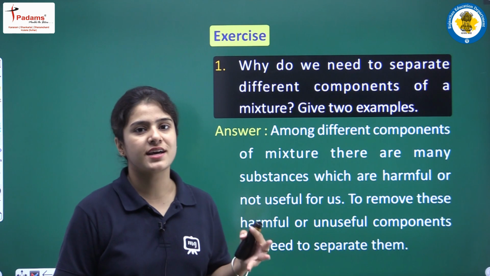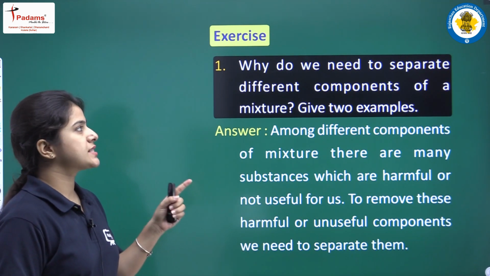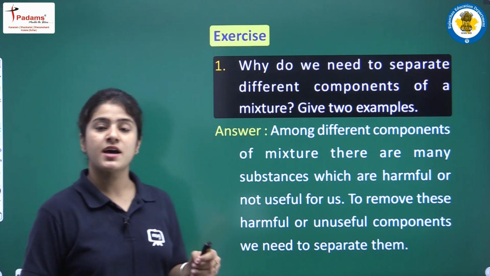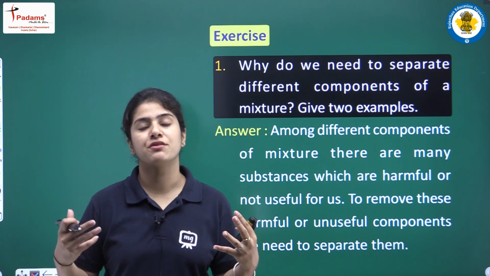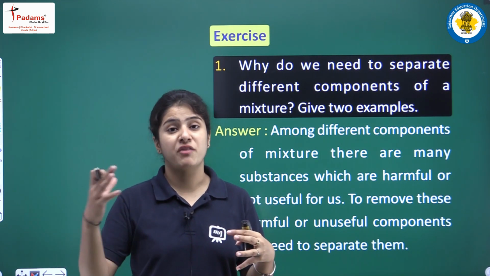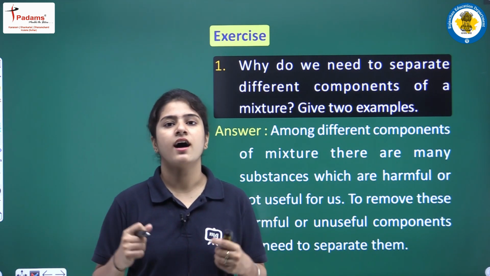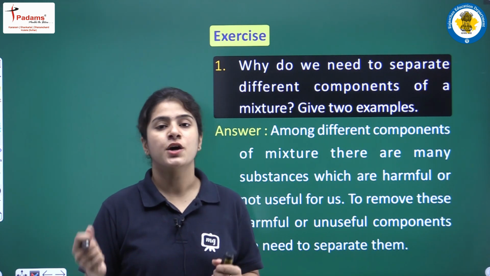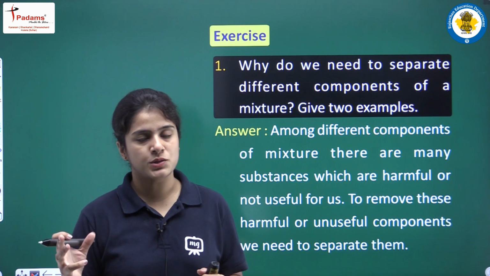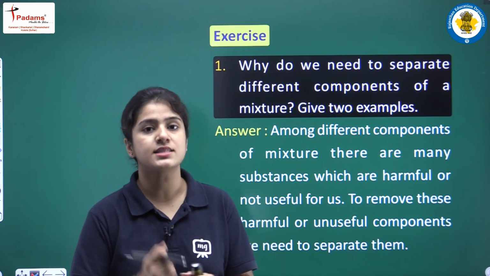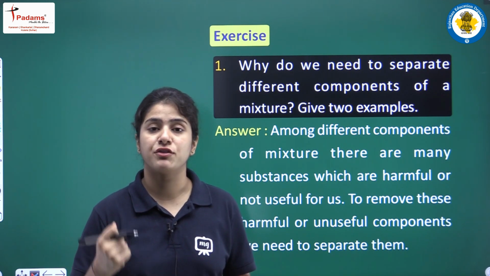The first question is, why do we need to separate different components of a mixture? Give two examples. Why do we need to separate different things? Because we don't want to have waste and harmful products in our diet or in some other useful activity that we want to do. For removing unuseful and harmful substances from a particular substance, we need to separate different things.